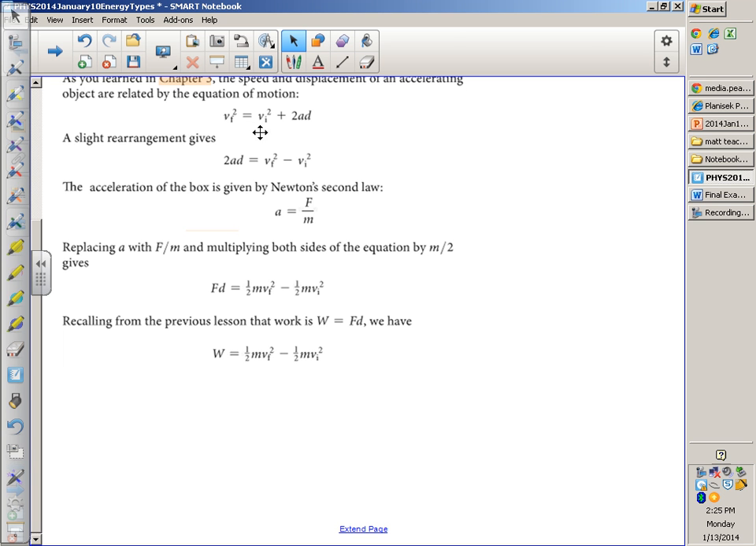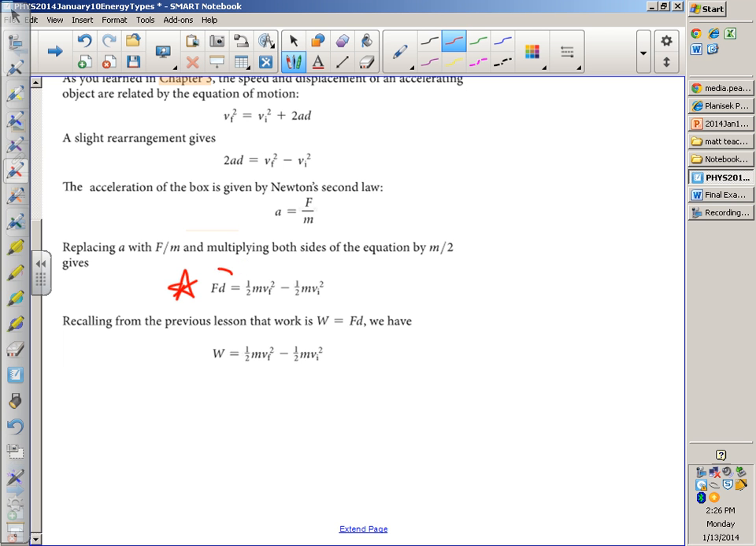Next line, just do a little rearranging. Subtract vi from both sides. And then they flipped it. I'm not really sure why they did that, but they did. So, yeah. Then, in the previous chapter, right, we learned that Newton's second law deals with acceleration, that F equals ma. But we can rearrange that equation to get a by itself, no biggie. But now that we know that this is a, we can substitute this expression into this equation. They do that, and they end up with this equation right here.